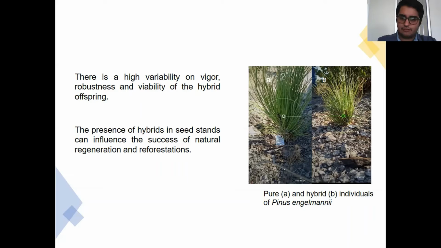In this picture on the right side, we have two hybrids of Pinus engelmannii. On the left side, we have a pure individual, and we can see that the needles are a more vivid green color, maybe. They are in order, but the hybrid has a more yellow color in the needles. We can see that it's a little messy.